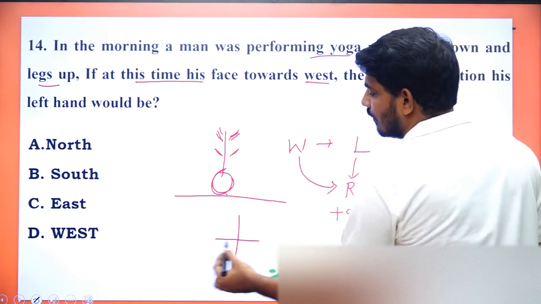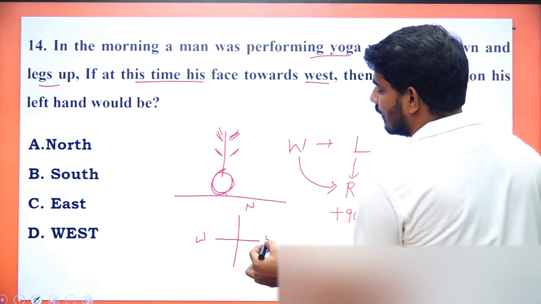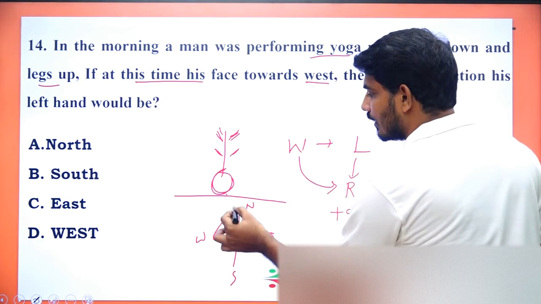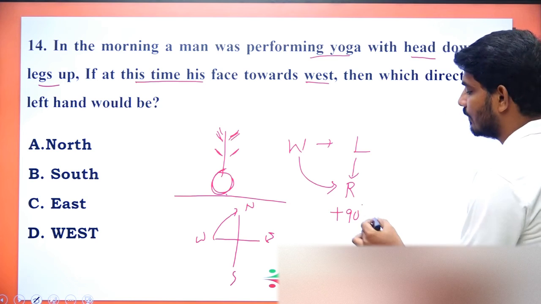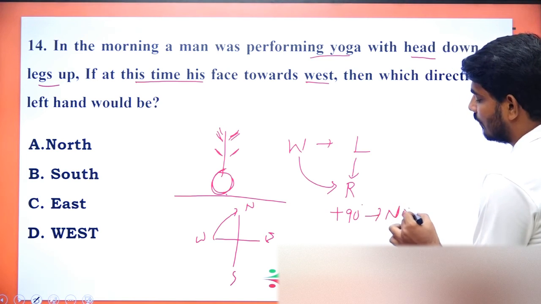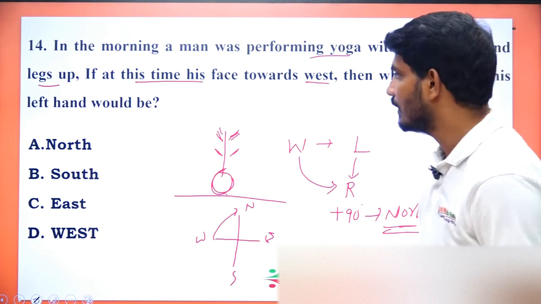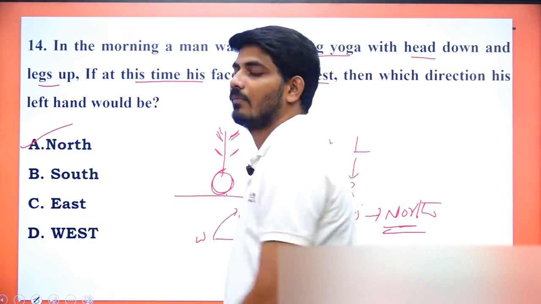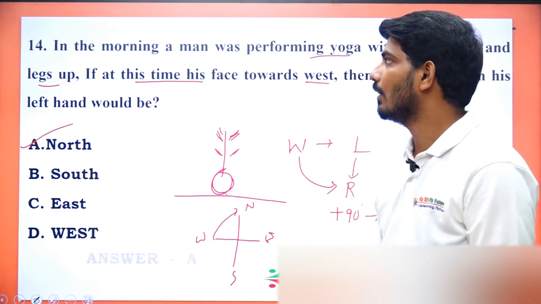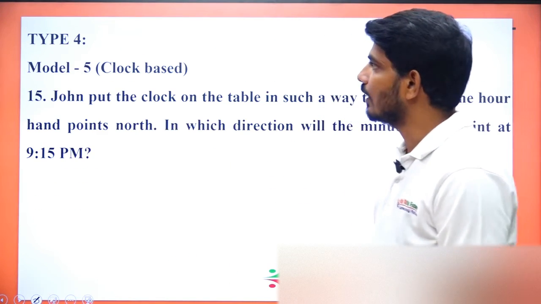See here, this will be the west, and north, east, south. Going clockwise from west to north, it will be north direction. If I go plus 90 degrees, the answer for this problem is north. So this is about the upside down problem. Let's see some more questions if you have anything left.